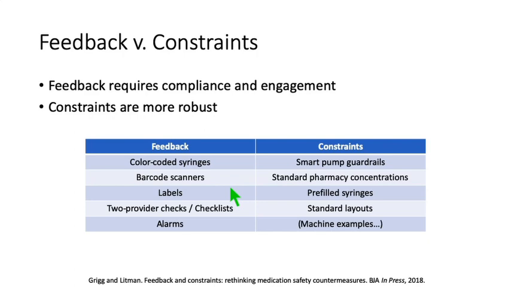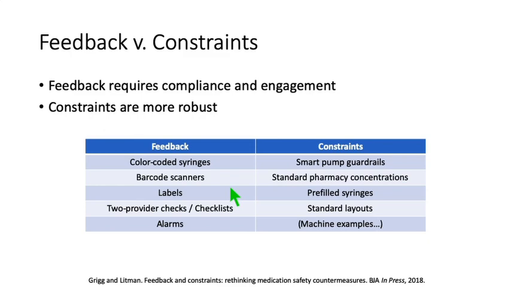So a lot of what we do, color-coded syringes, again, I'm a big proponent. I think they're very useful. Barcode scanners, I think, have a role, but again, they all require a certain amount of participation on the part of the user. Whereas if you think about other things, if you get an infusion pump and you make it physically impossible to program with an extra decimal point, now you've eliminated an error. You actually can't physically do that because the pump won't let you.